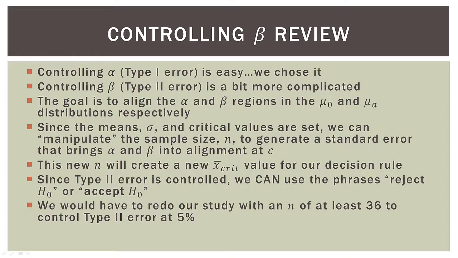Now, if something changed, if we chose a different type 1 or type 2 error rate, if we had a different alternative population mean we selected, that would change everything. So we're sort of assuming everything else stays the same. So we would have to redo this study with at least 36 to control the type 2 error at 5%.